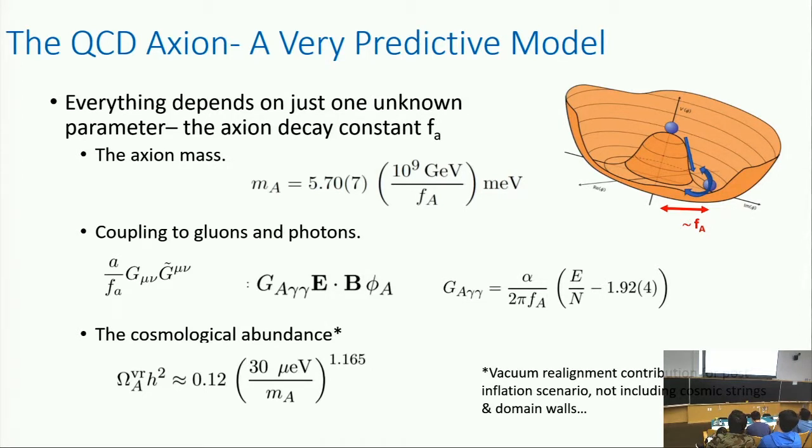And it also determines the coupling to photons, which is experimentally very important, up to some very small model-dependent parameters, so that the coupling to photons only varies within about a factor of 3. And even the cosmological abundance. So if you make the assumption that we're averaging over many of those domains of the ground state, then the cosmological abundance is very simply related to the mass of the axion. This simple expression, which you find in the Particle Data Book, is the vacuum alignment contribution. It doesn't include the cosmic strings or domain walls, because you can't do that with a simple analytical formula.